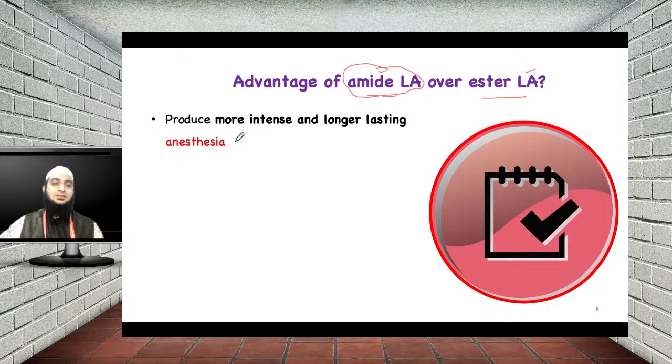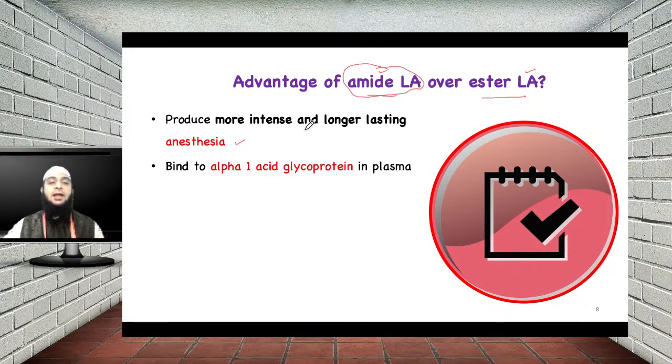Now let's see the reason why it produces more intense and longer lasting anesthesia. Obviously, when we talk here about anesthesia, it is local anesthesia, so we are not talking about loss of consciousness, only a particular part is affected. It produces more intense and longer lasting anesthesia because it binds to alpha 1 acid glycoprotein in the plasma. Now when a drug is bound to alpha 1 acid glycoprotein in the plasma, or any drug when it binds to the plasma, always remember that drug is not available in free form in the blood.